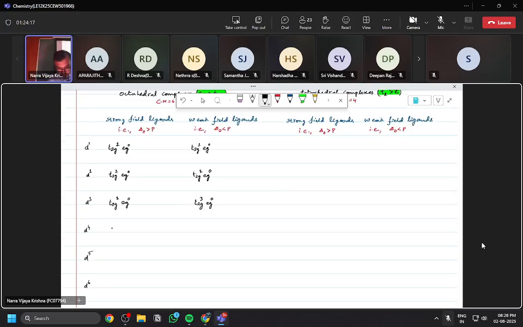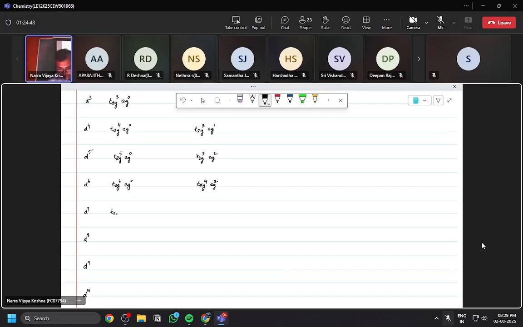So what is the configuration now? T2G4, EG0. Here, T2G3, EG1. Next one: T2G5, EG0. T2G3, EG2. T2G6, EG0. T2G4, EG2. Correct or not? Next one: T2G6, EG1. T2G5, EG2. Next, T2G6, EG2. Here also T2G6, EG2. Yes, sir. Done, sir.